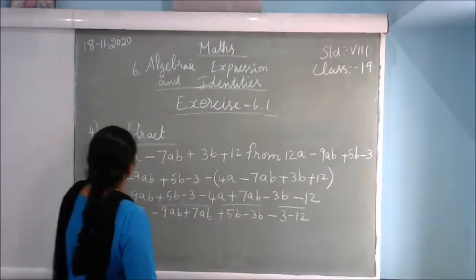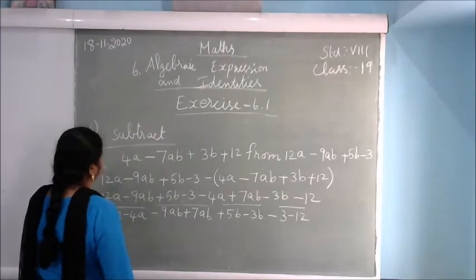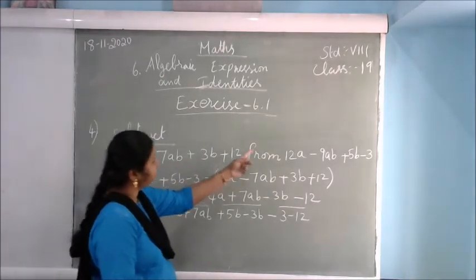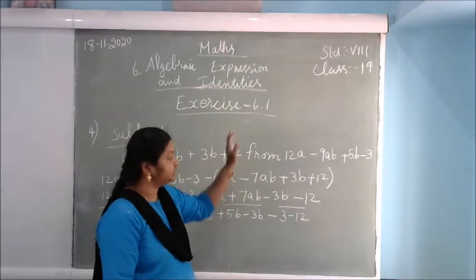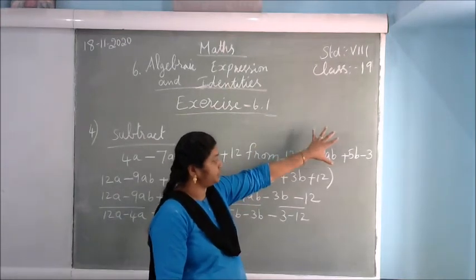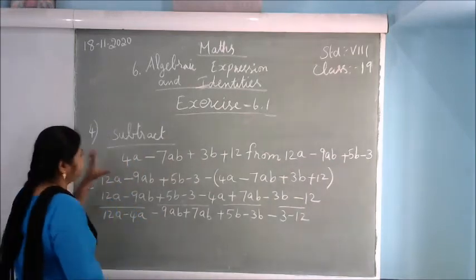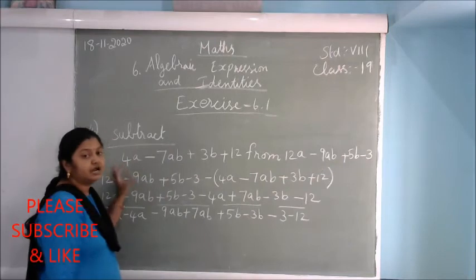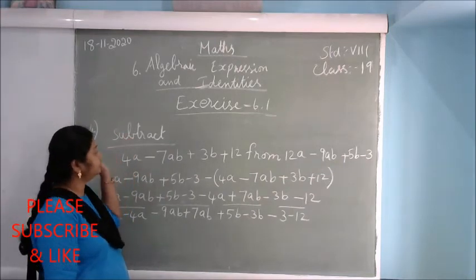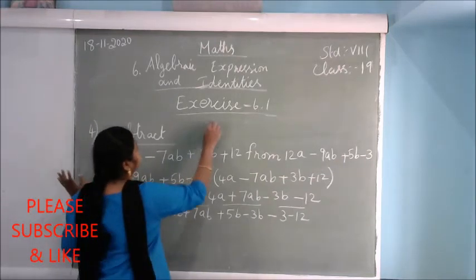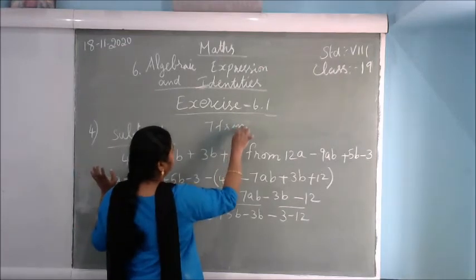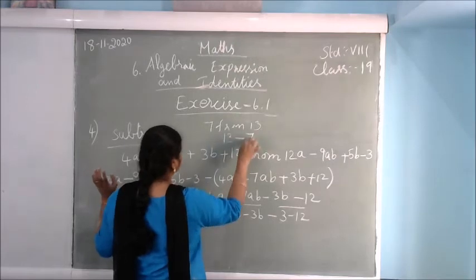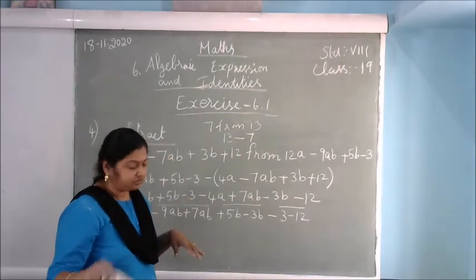The fourth main is subtract. We have to subtract the sum. Okay, 4a minus 7ab plus 3b plus 12, from... means, as I already told you, the second expression you have to write first. From 13 means 13 you have to write first, and 7 you should write with minus. Okay, so this is the meaning of from.